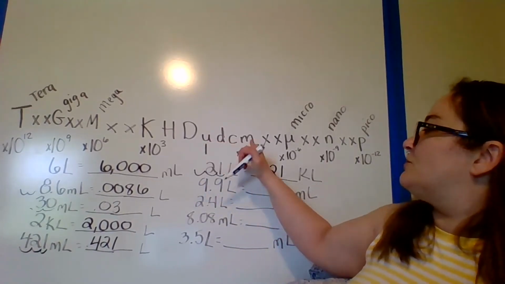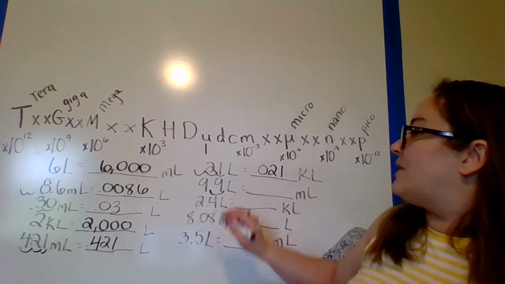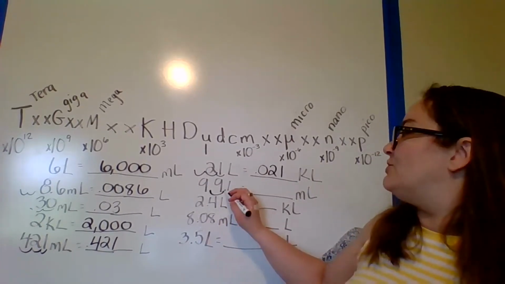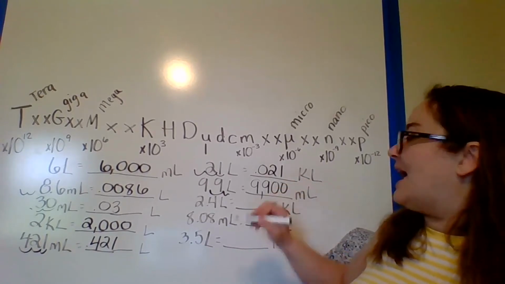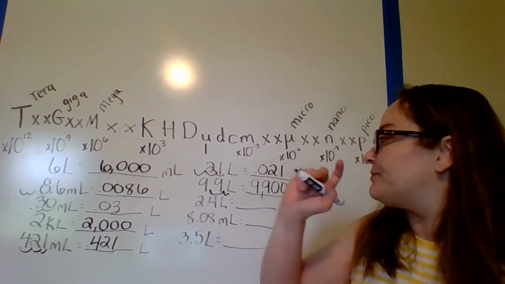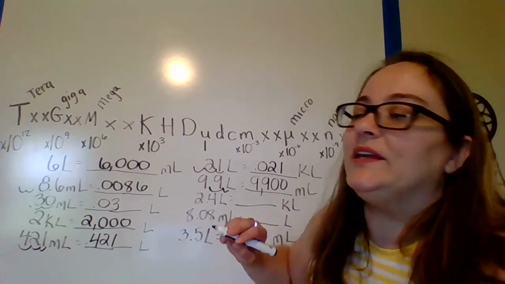Here we're starting on unit, liter, ending on milli. So 1, 2, 3 to the right. 1 to the right gets us to 99. So 2 and 3 both need to be zeros. So 9,900 milliliters.